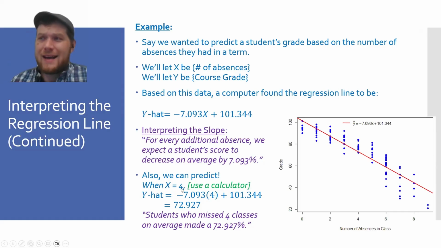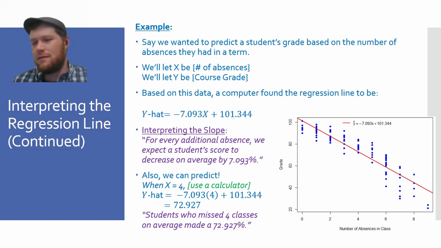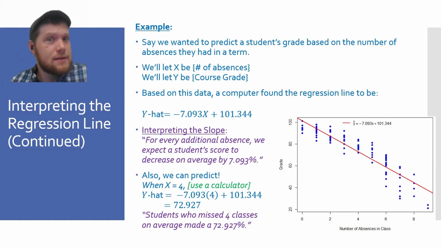You can also predict that when x is 4, when there are 4 absences, y hat, use a calculator, highly recommend, becomes 72.927. So students who miss 4 classes on average made a 72.927%, or basically a C in this class. This is probably one of those weekly night classes, so if you're missing 4 of them, you're missing an entire month of class, and maybe grades are a little bit rockier because of that.